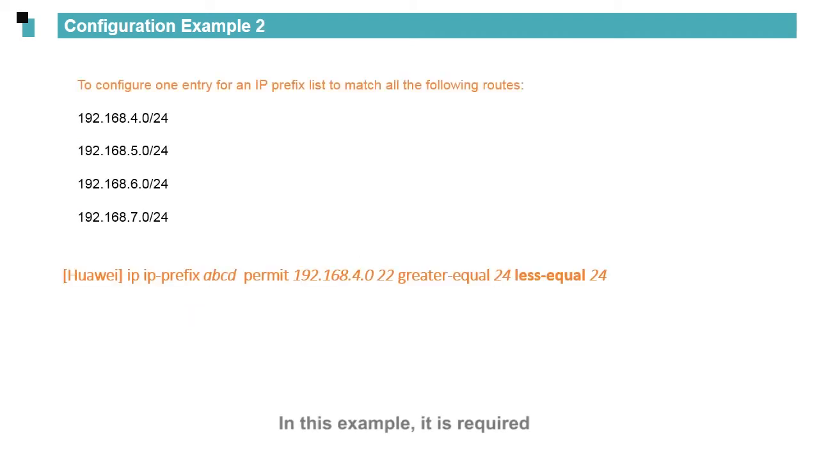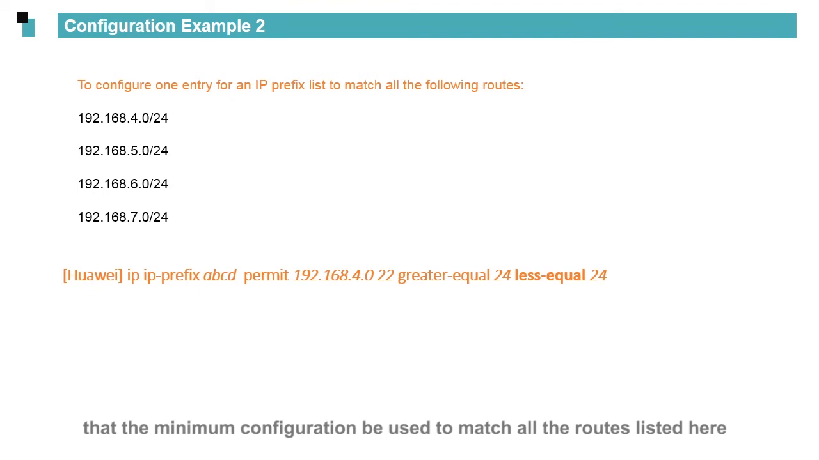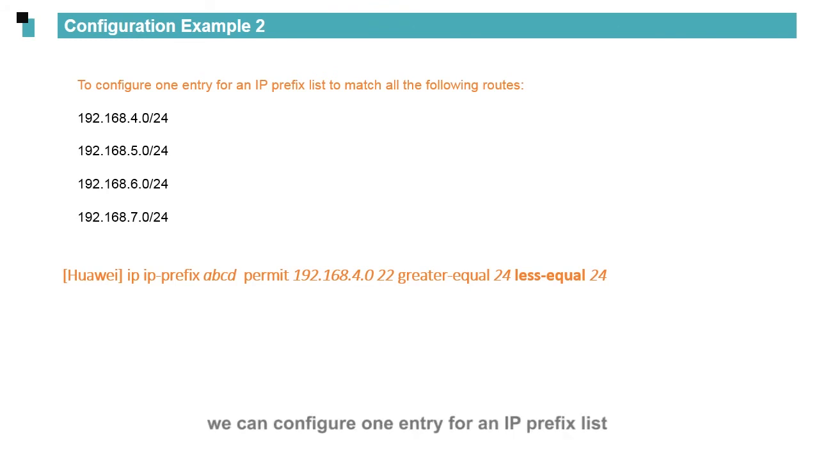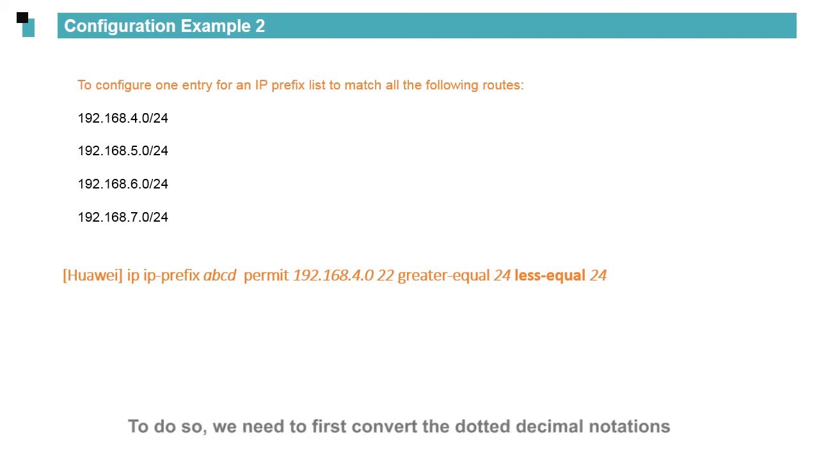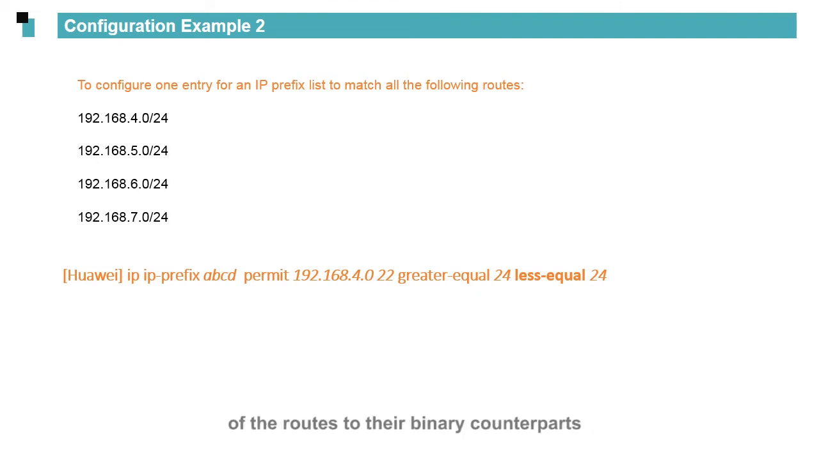In this example, it is required that the minimum configuration be used to match all the routes listed here. To meet the requirement, we can configure one entry for an IP prefix list. To do so, we need to first convert the dotted decimal notations of the routes to their binary counterparts. Then, we need to compare the binary values to determine the number of bits, starting from the most significant, that are the same among the binary values. In this example, the number is 22, meaning that the network address of the routes to be matched is 192.168.4.0. Because the mask length of all routes listed in this example is 24, we need to use greater equal and less equal parameters and set their values to 24.